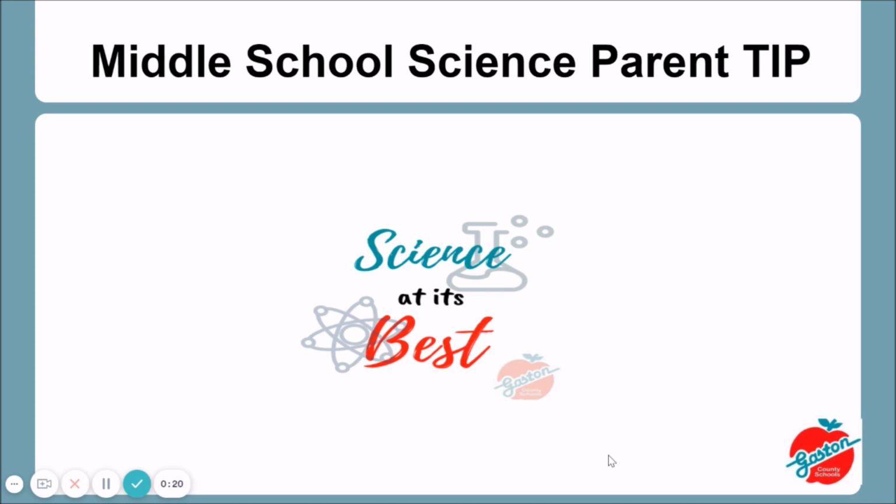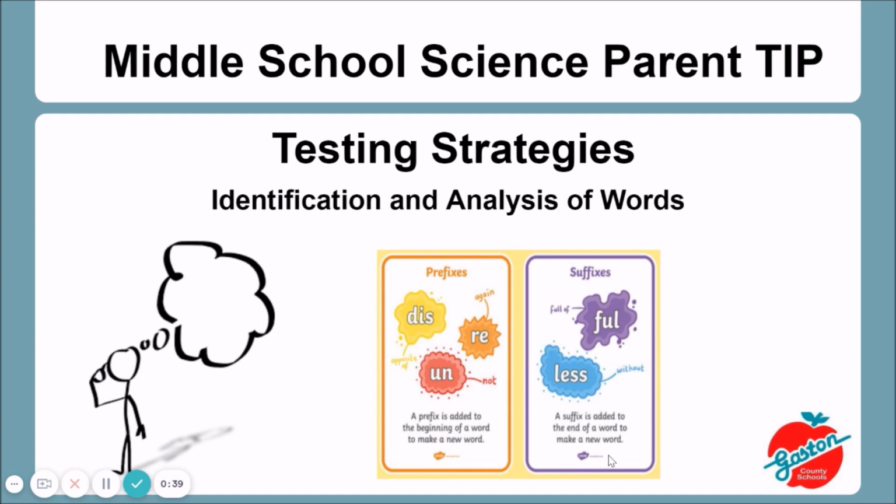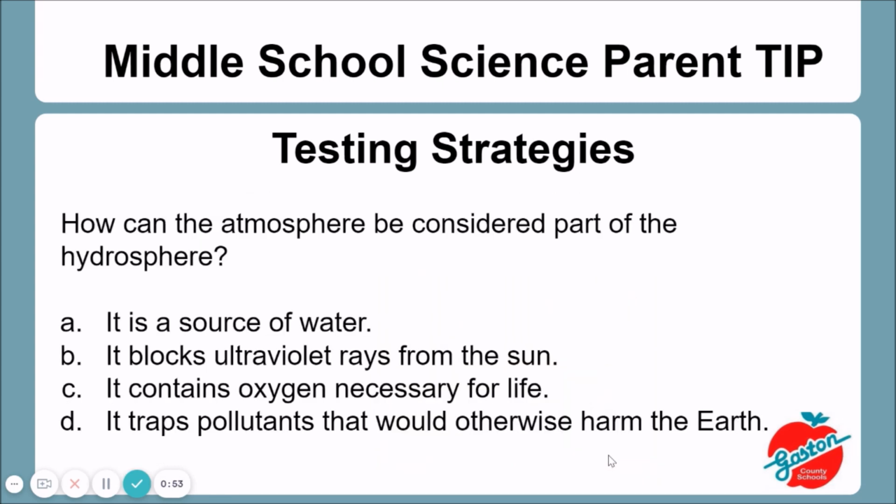Today I would like to share with you testing strategies that embrace the use of key vocabulary words in multiple choice questions. When reading a multiple choice question, it is important that you identify and analyze the key word or words in the question stem. The prefix, suffix, and images associated with the vocabulary word or words in the question stem can help you as a learner identify the correct answer. Let me demonstrate this for you.